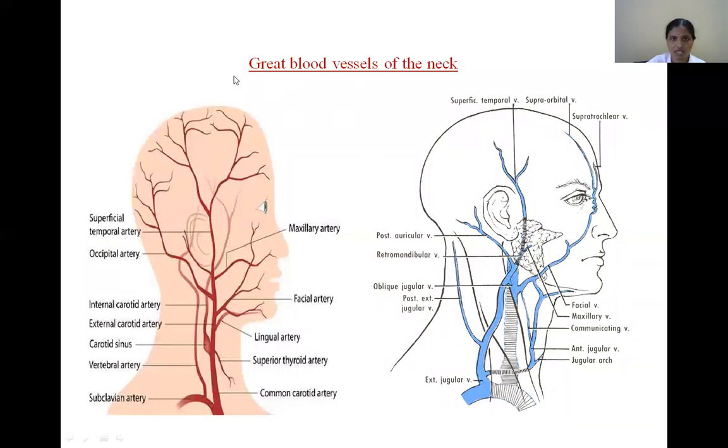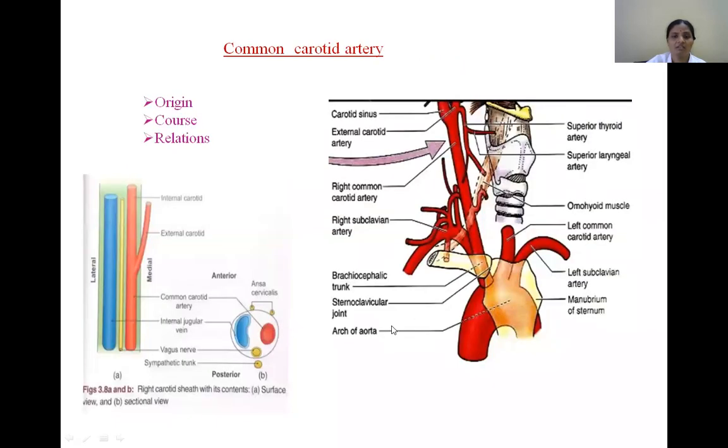So why are they called great blood vessels? Because the arteries contribute the major supply to the head and neck, whereas the major drainage by the veins is contributed by the jugular venous system. So the carotid system of arteries and the subclavian artery, whereas the veins are the superficial and deep jugular veins. So the jugular venous system contributes the venous drainage.